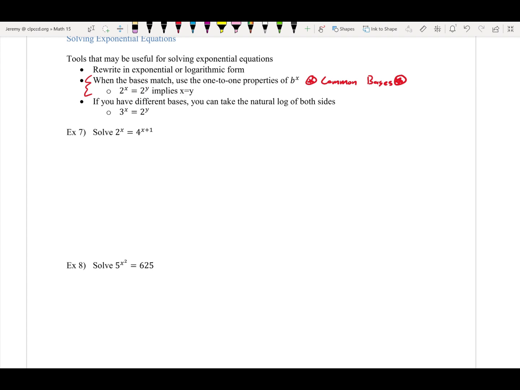So oftentimes when I'm looking at an exponential equation, I'm thinking, is it possible to write this in the form where I have just b to the x equals b to the y? So here I don't have common bases right off the bat because this is a base of 2, this is a base of 4. Obviously 2 and 4 are not the same number. But 4 I can rewrite with a base of 2. So check this out. I'm going to rewrite this 2 to the x. Left side is not going to change. But on the right side, I can rewrite 4 as 2 to the second, and this whole thing is still raised to the x plus 1.